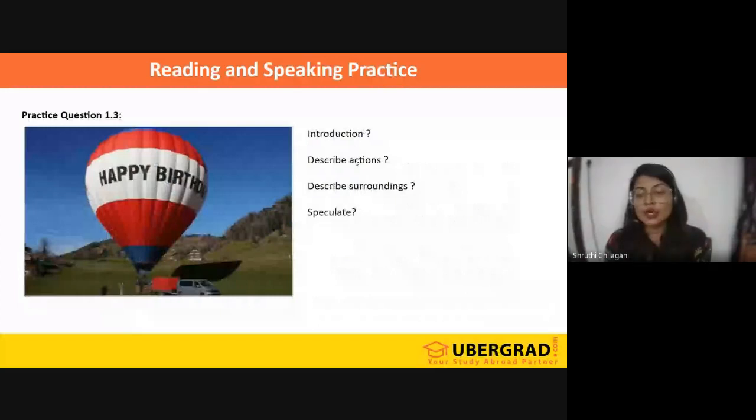It says the photo is of a hot air balloon with happy birthday written in big bold letters on it. There's a group of people in the basket getting ready to lift off. Three men are standing on the grass next to the balloon, and it looks like they're cheering the people in the basket. The balloon is blue, red, and white, and it is in a really beautiful green field.